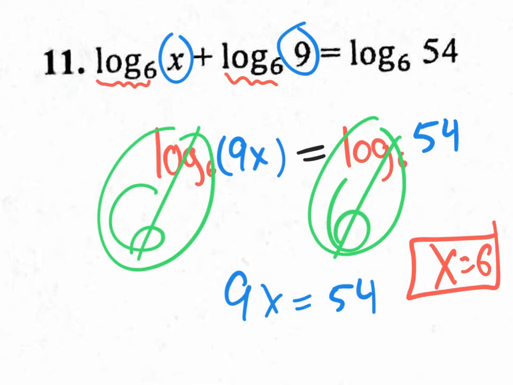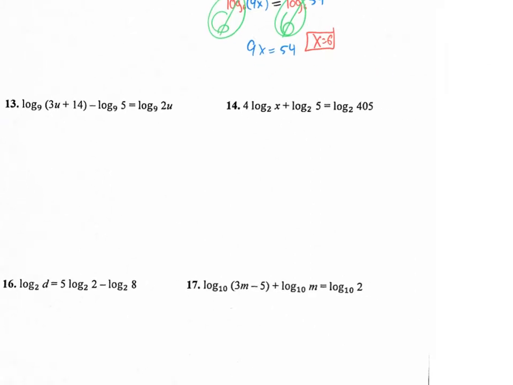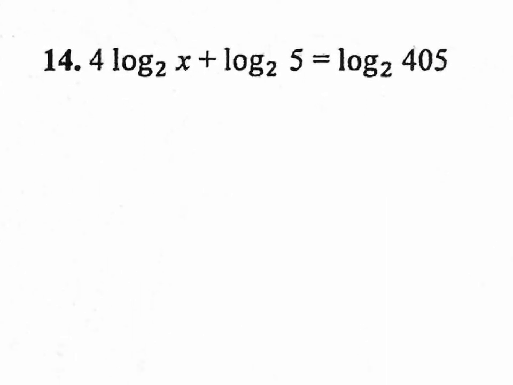Too easy, right? Pick another one. Front side, 14. By the way, we're doing the even ones. I recommend doing all of them, 10 through 30, or 9 through 30. But at the very least, I want you to do the even ones. Number 14. What property am I going to apply on number 14?